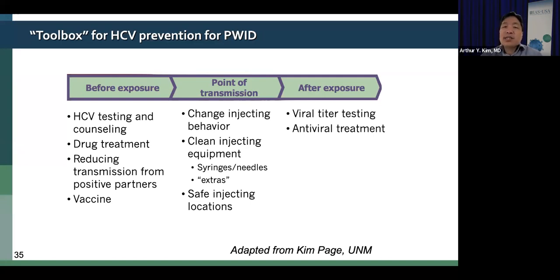vaccine, unfortunately, we don't have, as mentioned, but changing injection behaviors, counseling about it. Many ID physicians now, when engaging patients in hospitals, will have patients go over exactly how they do things and see if there's any advice that we could provide, as well as provision of the clean injecting equipment. And even in some parts of the country, pilots of safe injecting locations, having RNA testing available. Now, someone asked about antigen testing. That's not yet FDA approved or rolled out, but that could also play a role as a cheaper alternative.